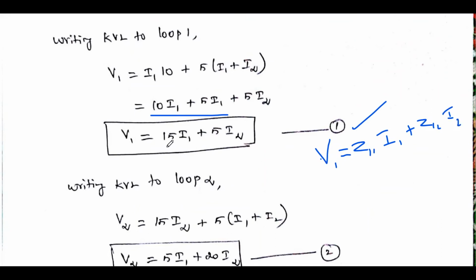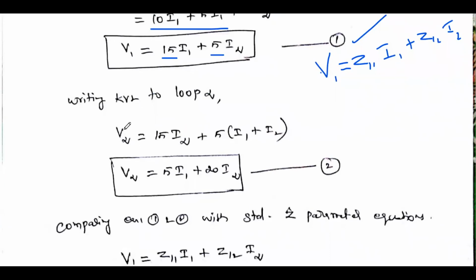V1 on the left side, the 15 into I1. I1 is Z11 plus some value into I2. This is said to be Z12. So from that we can form Z11 as 15 ohm and Z12 is 5 ohm. This is one of the methods. So this is the simplest method. And similarly, in order to obtain the remaining two parameters, we have to form the V2 equation.